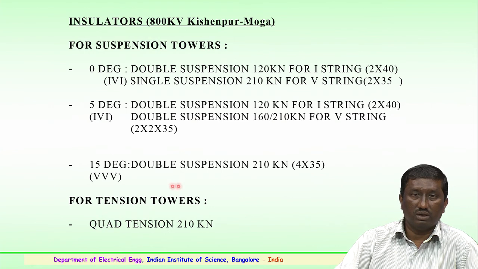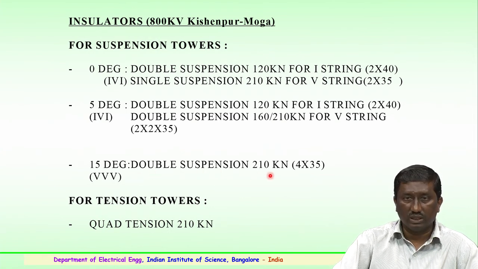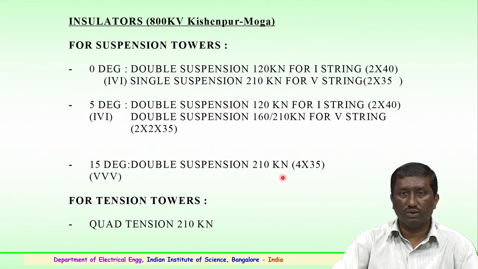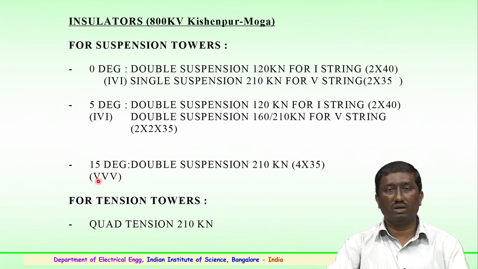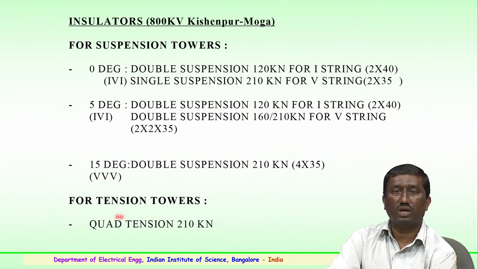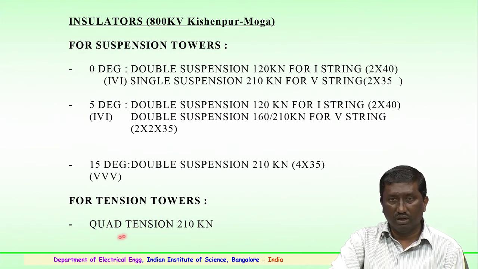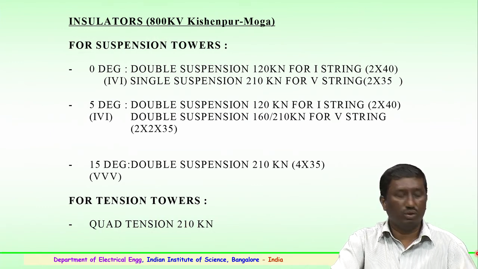So, these are for 15 degrees, again double suspension, with mechanical strength of 210 kilonewtons, using insulators comprising 4 into 35, that is a triple V. For tension towers, a quadruple tension, again 4 conductors in a bundle consisting of 210 kilonewtons, was used for the project.